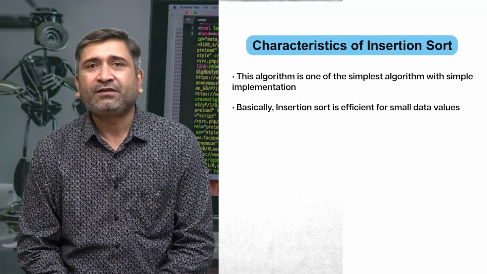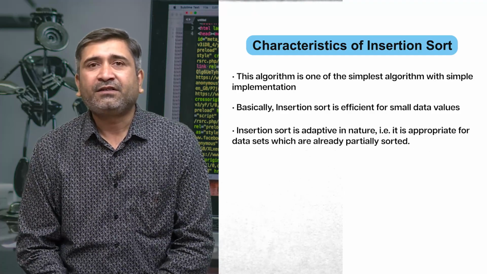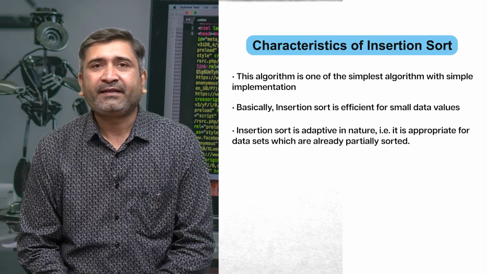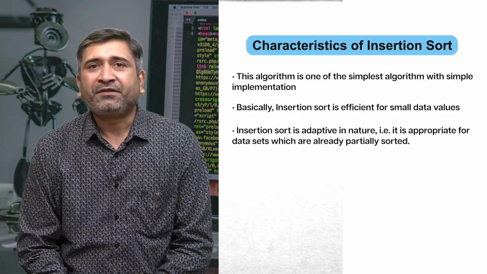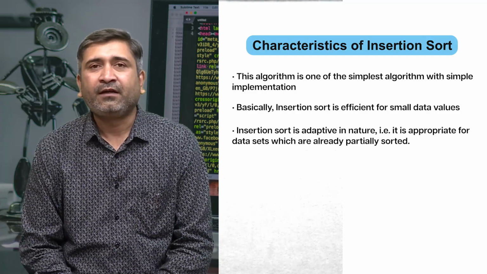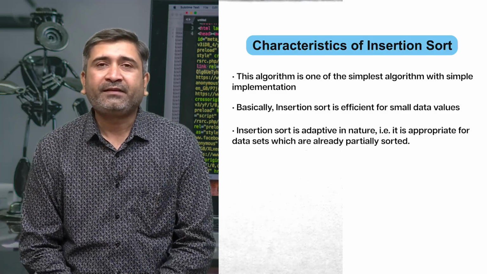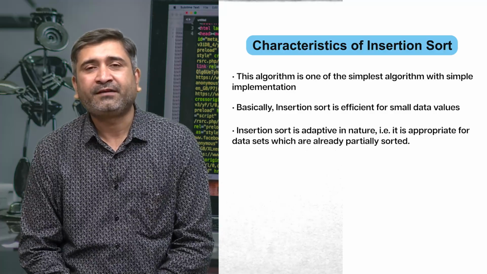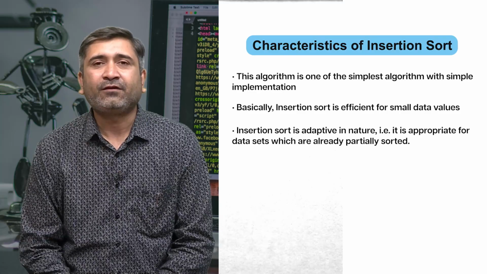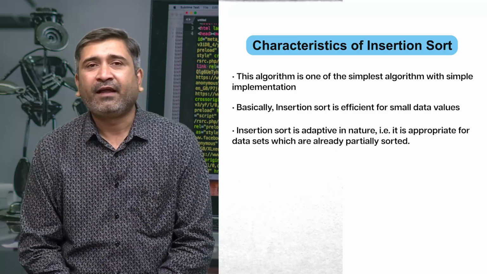The basic insertion sort is efficient for small data values, and the insertion sort is adaptive in nature, and it is appropriate for data sets which are already partially sorted. If the list is partially sorted or fully sorted, it will help to reduce the complexity of the sorting algorithm when we are calculating the complexity of insertion sort.